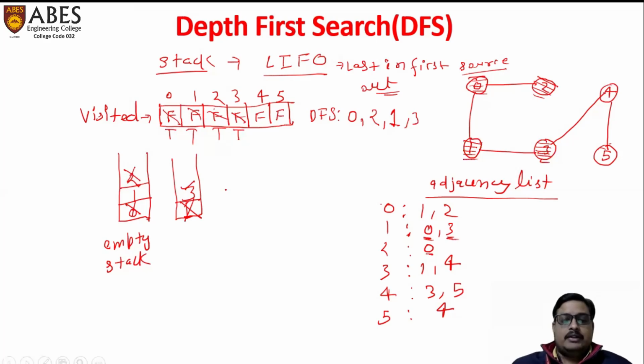So we'll add 1 onto the stack, but 1 is already visited, so we'll not add it. And 4 is not visited, so we'll add 4 onto the stack. So here we have 4, and the status of 4 will become true.